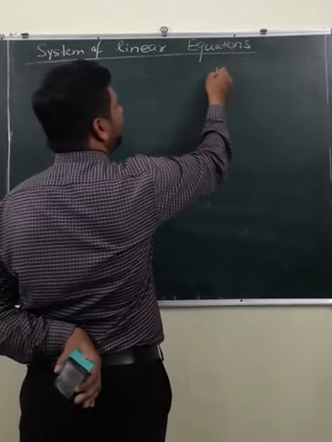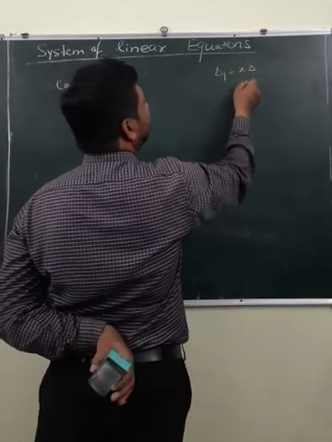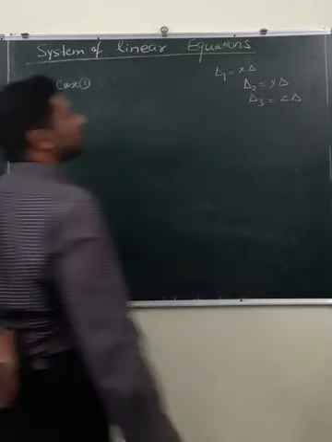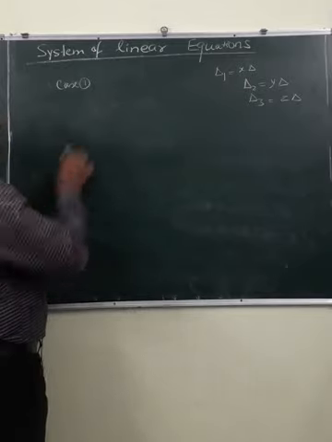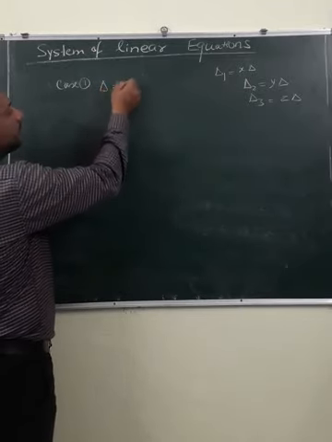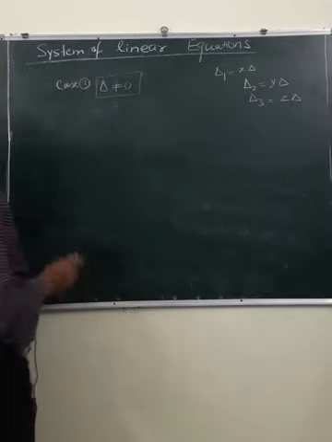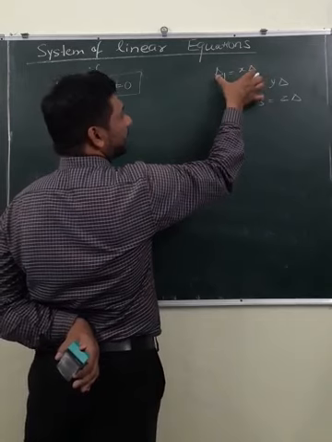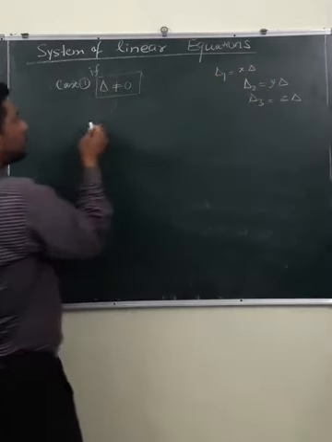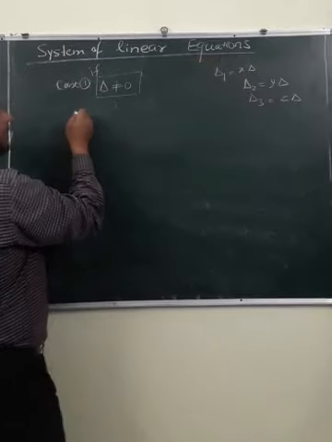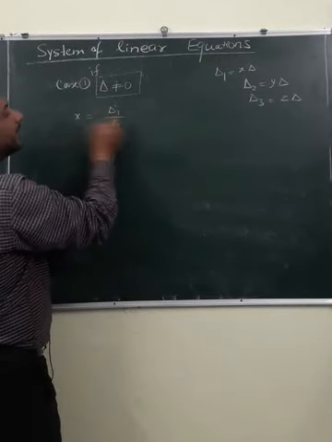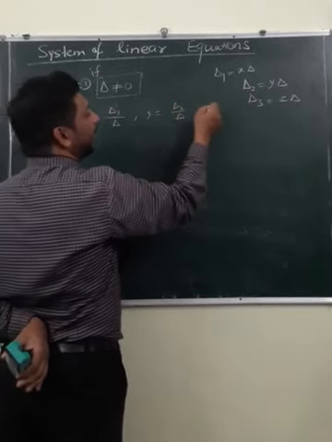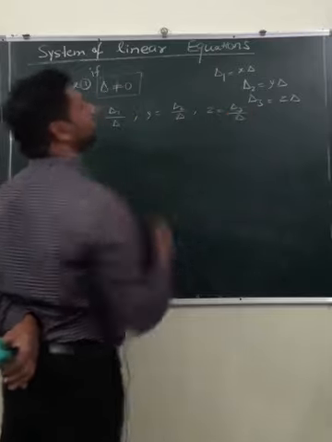We have proved delta 1 is equal to x delta, delta 2 is equal to y delta, and delta 3 is equal to z delta. We have proved that. Suppose delta is non-zero. This is the condition. If delta is non-zero, that means we can divide the equation by delta. So x is equal to delta 1 by delta. Similarly here, y is equal to delta 2 by delta, and z is equal to delta 3 by delta.